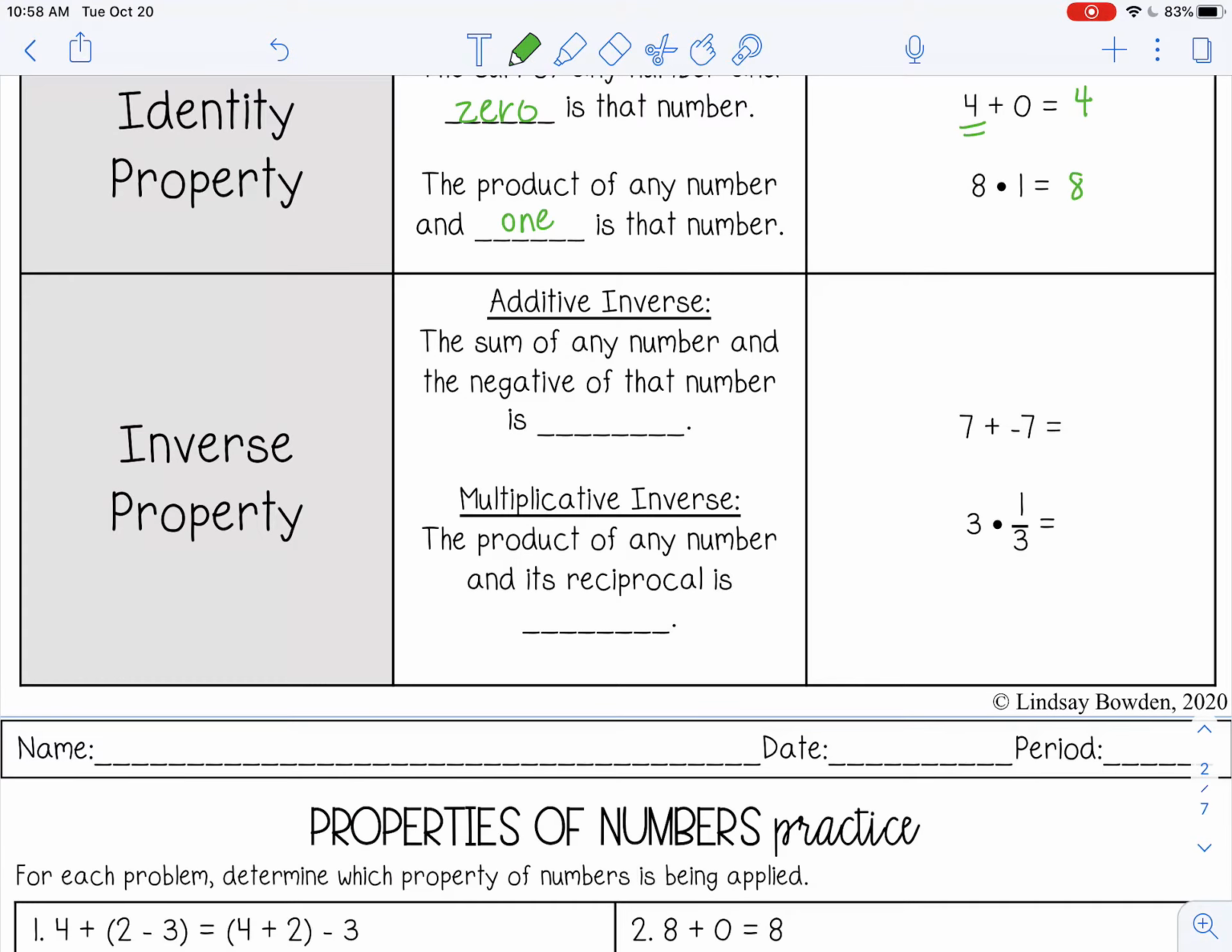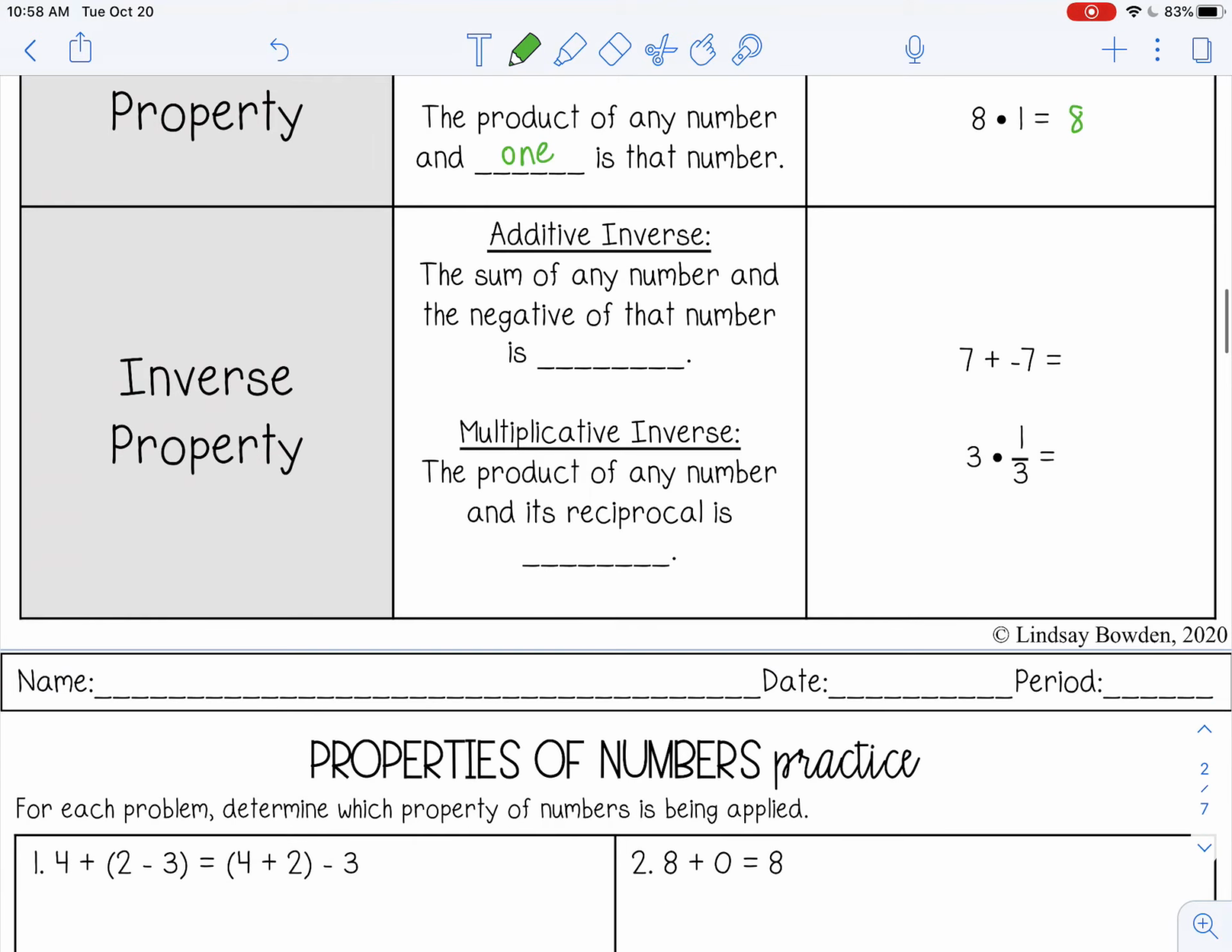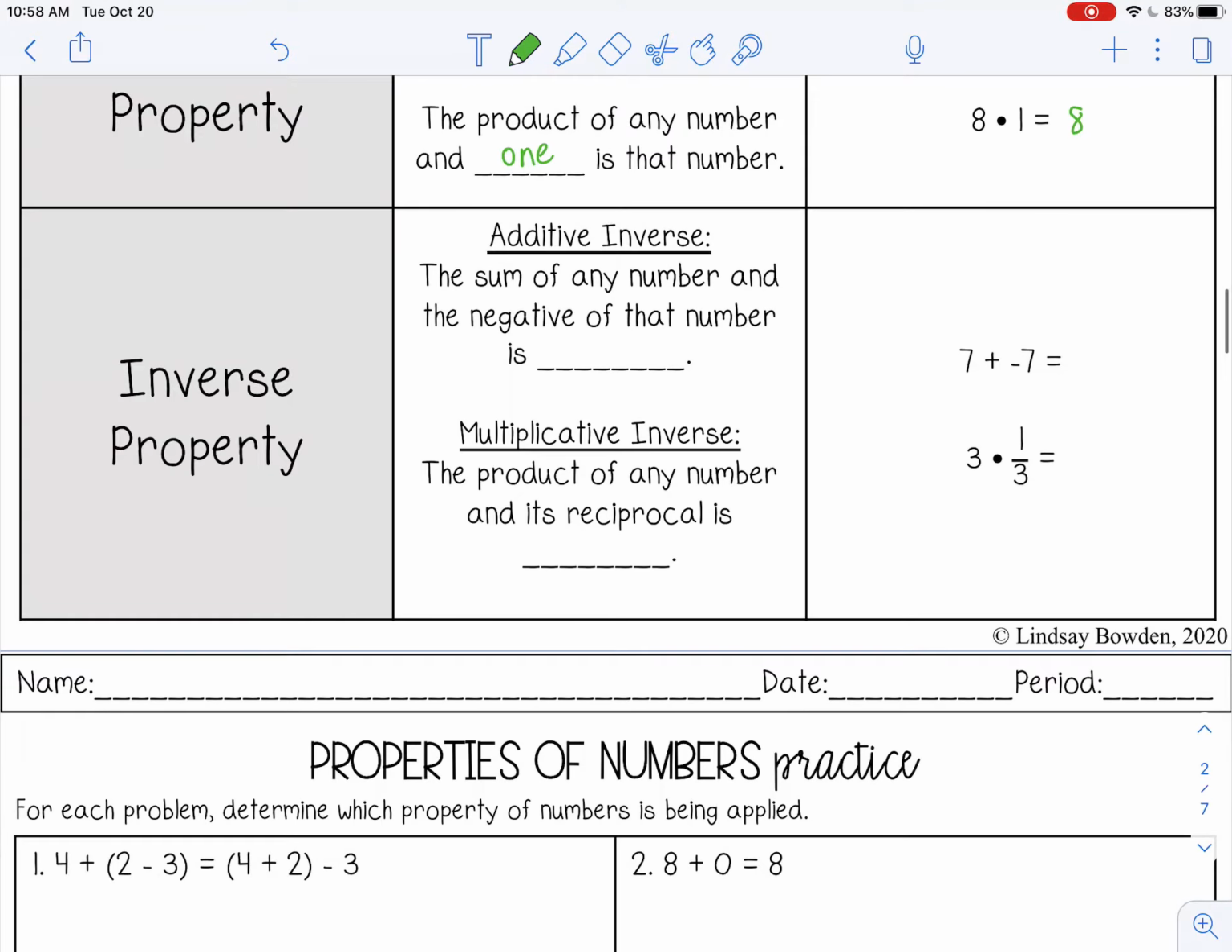And the last property of numbers is the inverse property. And there's two different inverse properties. There's the additive inverse. And that's when the sum of any number and the negative of that number is 0. So 7 plus negative 7 gives you 0. And they're inverses because it's a positive and a negative. Or you could also think about it, addition and subtraction.